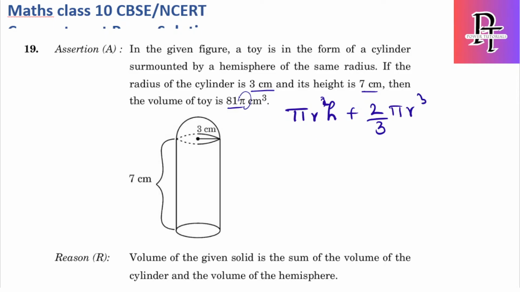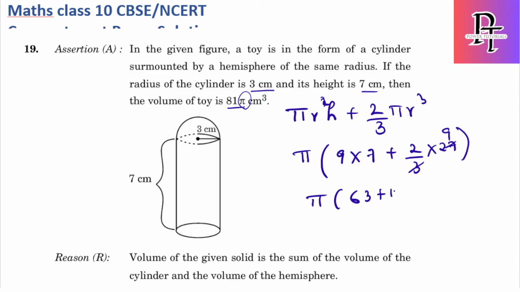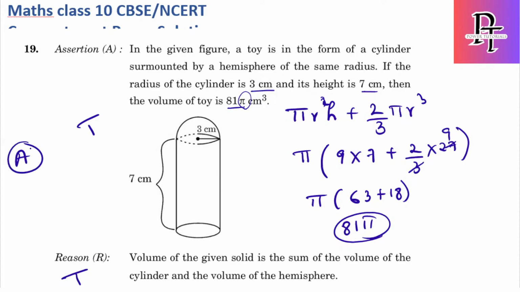Pi they have mentioned as well, so I'll just take pi as common. Let's substitute the values. R is 3 centimeters, so r square is 9, into height 7, plus 2 by 3 into r cube. R is again 3, so 3 cube is 27. 3 ones are 3, 3 nines are 27. So we get pi into 63 plus 18. 63 plus 18 is nothing but 81 pi. Hence the first statement is true. What about the second? The volume of the solid is the sum of volumes of the cylinder and the hemisphere. Hence the reason is also true. Hence the right option for this question is A, where assertion and reason are correct, and reason is a correct explanation for the assertion.